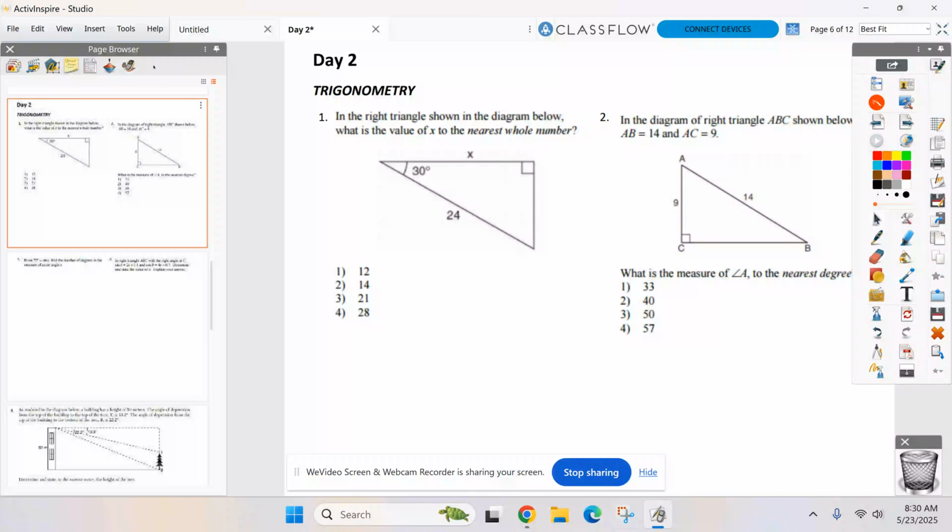You can use those ratios if it's a right triangle. All right, you see number one, I'm looking for side x, but unfortunately I don't have enough information for the Pythagorean theorem. So I am going to have to rely on the sine, cosine, or tangent ratios.